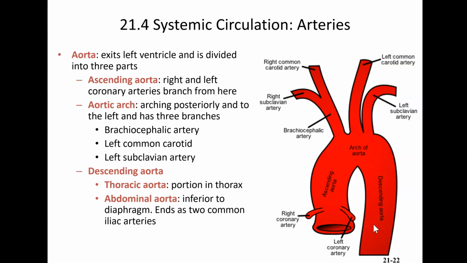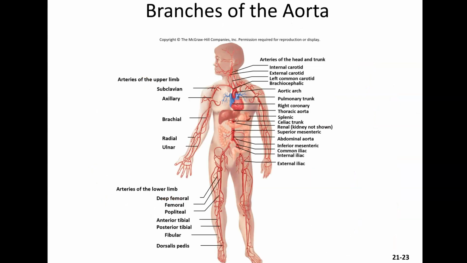If we are in the thoracic cavity above the diaphragm, then we can call it the thoracic aorta. But if we pass that diaphragm and are in our abdominal cavity, then we would call that the abdominal aorta. And of course, at the level of lumbar vertebra 4, we are then going to split into the right and left common iliac arteries. So here's a nice little illustration that gives all of the important arteries of the body that come from the branches of the aorta.